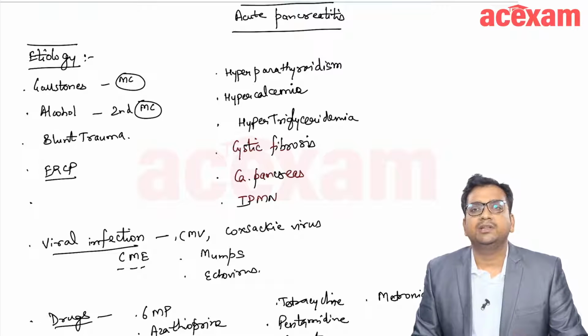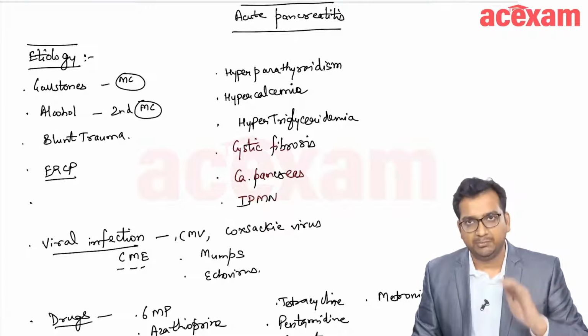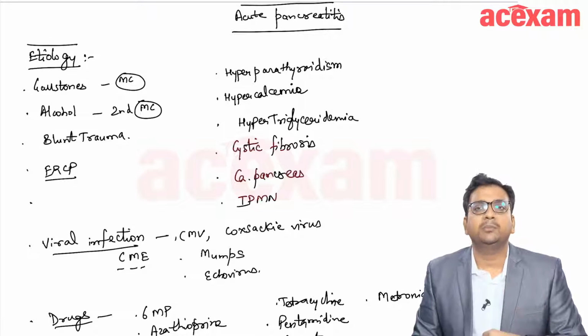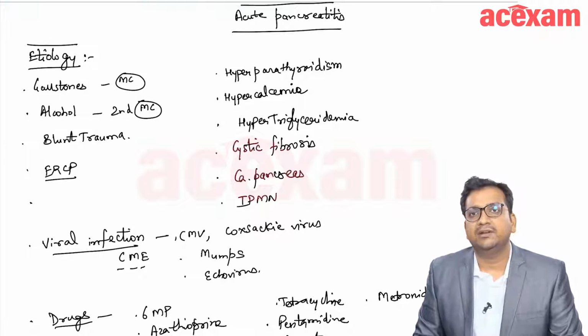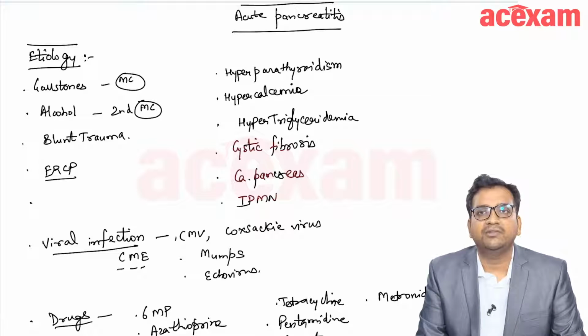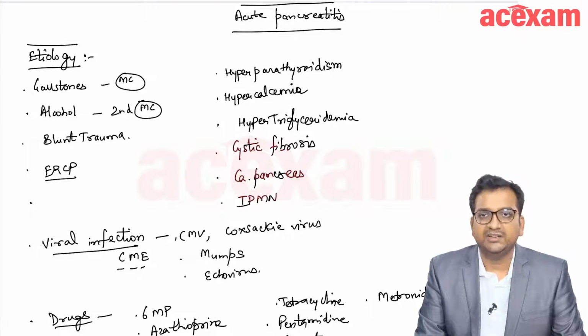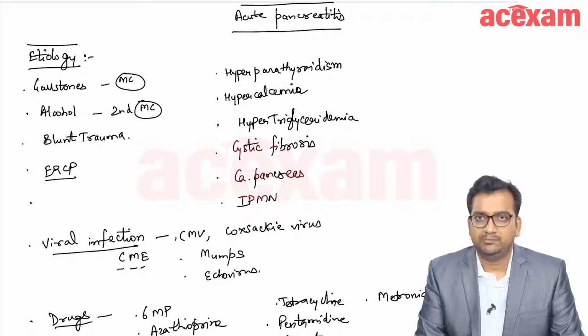Initially a patient comes to us with complaints of upper abdominal pain radiating to the back. The pain is very severe and there are complaints of nausea and vomiting. What we have to do initially is clinically examine the patient, check the vitals, and at the same time analyze whether the patient has severe acute pancreatitis or a mild to moderate pancreatitis.